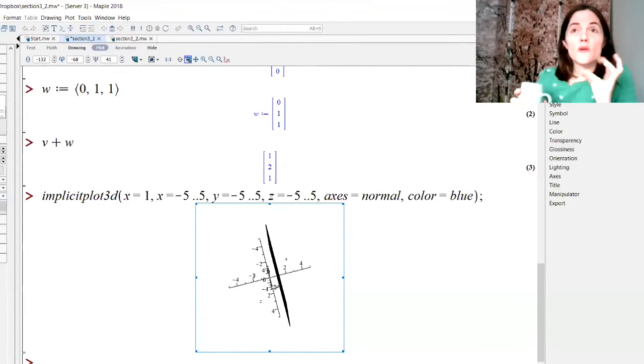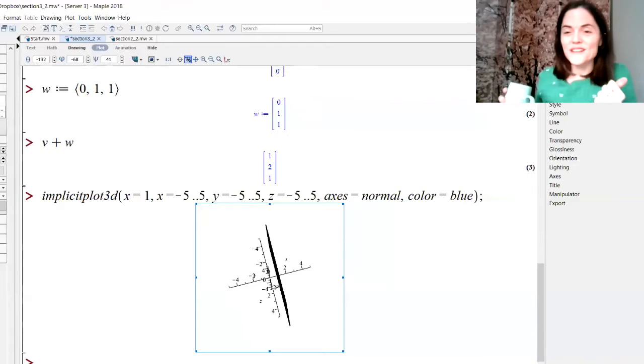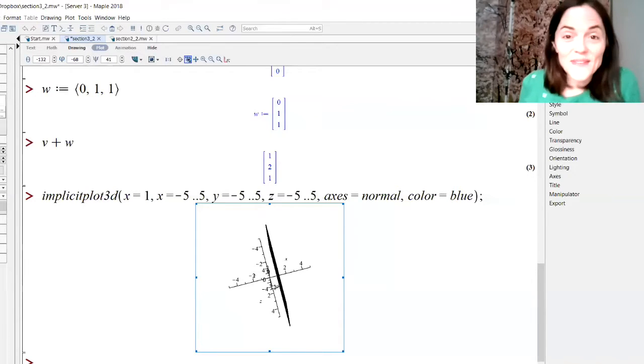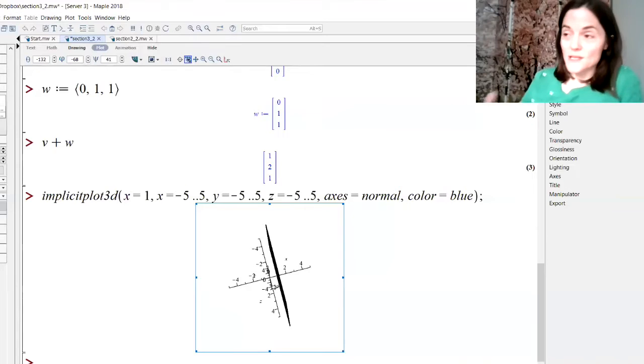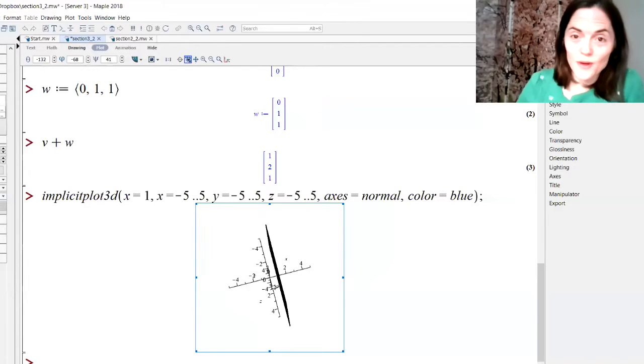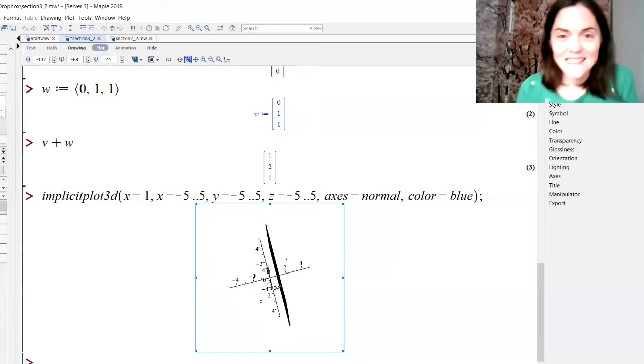Okay, so the subspaces in R3: 0, lines through the origin, planes through the origin, and then all of R3. As you move to higher dimensions, you have 0, lines through the origin, planes through the origin, for example 3-spaces through the origin, things like this.